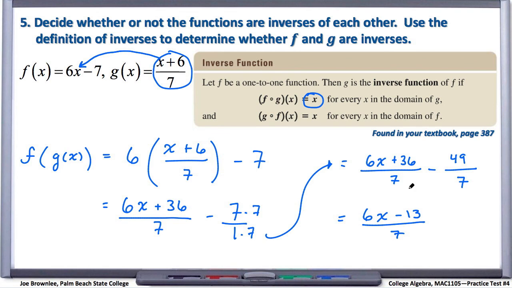If, however, when we took g, plugged it into f, simplified, and we were able to get a simple x, then we would do the f into g, clean it up, see if we got just a basic x. And in that case, if you get x and x, you know that you have two inverse functions. But again, in this case, that's not what happens here. We end up with (6x minus 13) over 7. We can't do anything else with this. This is as simple as it gets. And so therefore, f and g are not inverses of each other.